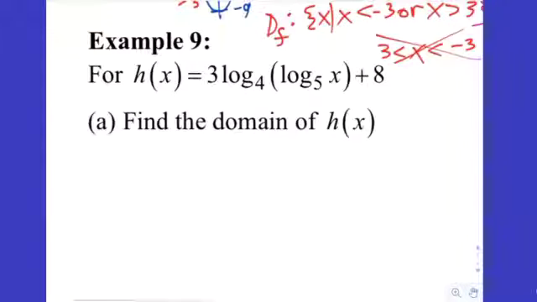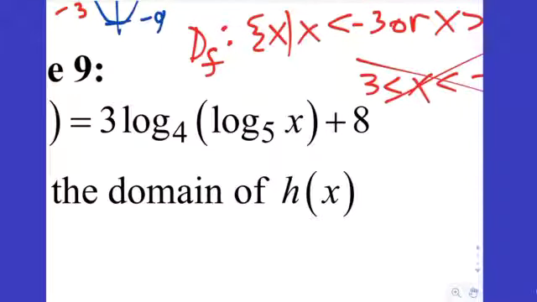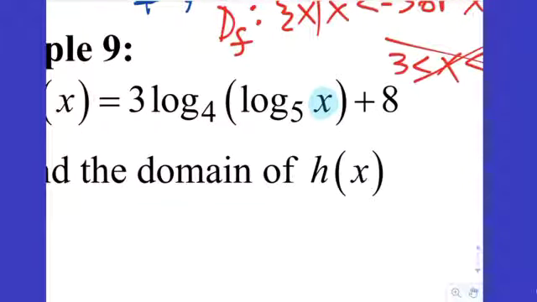All right, well then example 9. Here's a chance for you to shine. It says find the domain, part A, of h of x, if h of x is 3 log base 4 of log base 5 of x. All right, I'll start you off on this one. We have kind of like a compound log expression here. Because we have 2 logs, we have 2 arguments, don't we? We have the first argument, if you just look at log base 5 of x, the first argument is x.